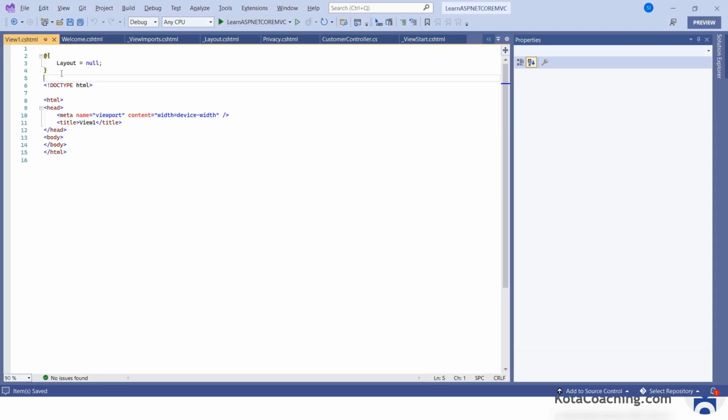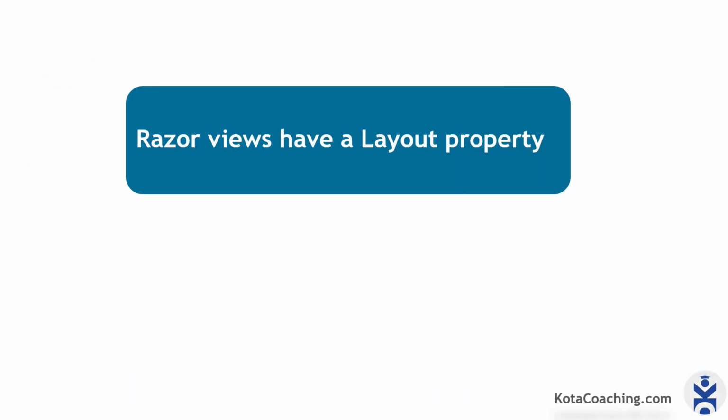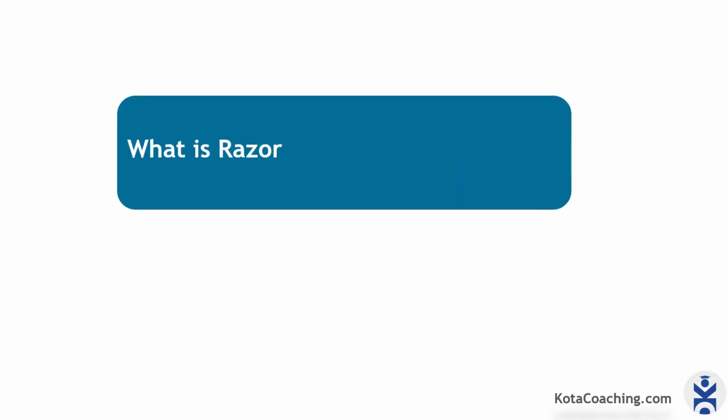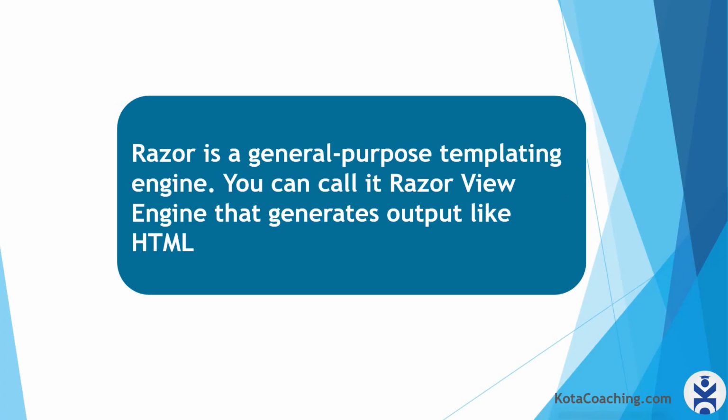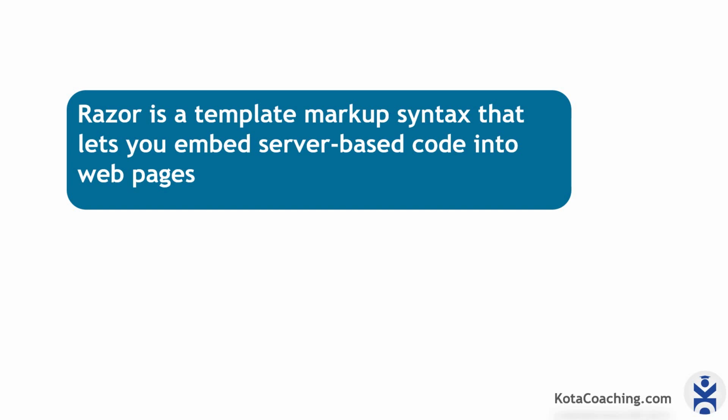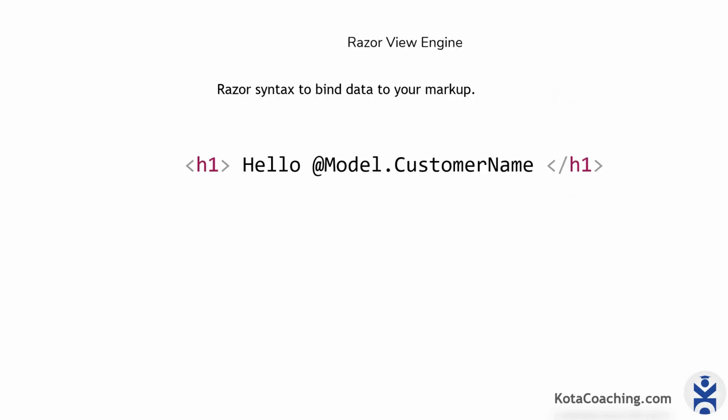So this is the Layout property in the Razor View. Let me explain what the Razor View is. What is Razor? Razor is a general purpose templating engine. You can call it the Razor View engine that generates output like HTML. In simple words, I can say Razor is a template markup syntax that lets you embed server-side based code into web pages. Like if you see, Razor syntax to bind data to your markup.